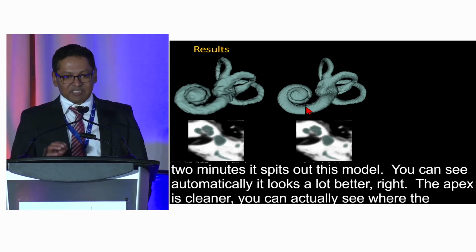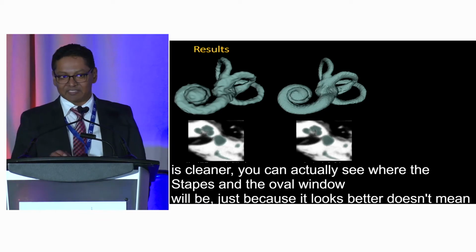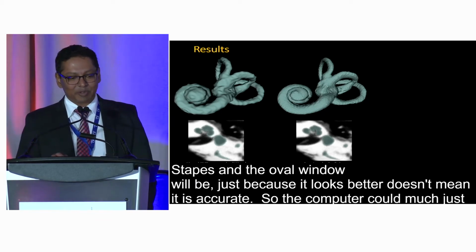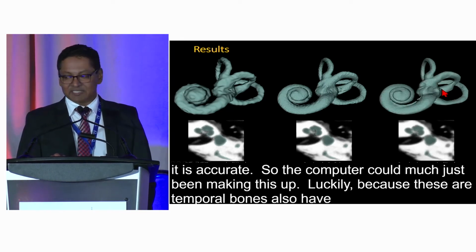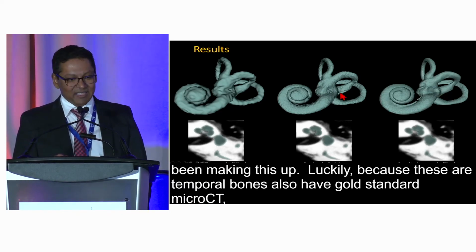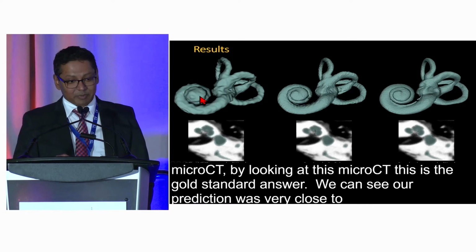But just because it looks better doesn't mean it's accurate, right? So the computer could have just been making this up. Luckily, because these are temporal bones, we also have the gold standard micro-CT. And by looking at the micro-CT, this is actually the gold standard answer. And we can see that our prediction was very close to the real thing, and much better than the experts.